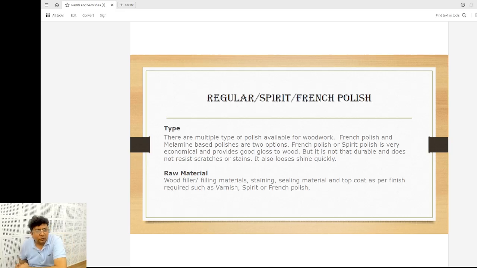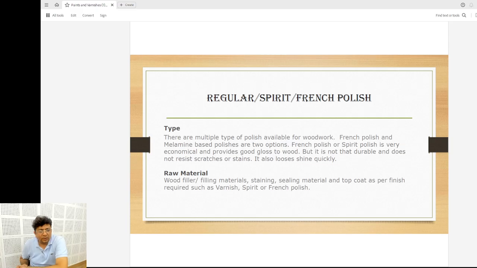Then, as I already told you, the different types of polishes available, spirit polish and French polish. There are multiple types of polish available for woodwork. French polish and melamine based polishes are two options. French polish or spirit polish is very economical and provides good gloss to wood, but it is not that durable and does not resist scratches or stains. It also loses the shine quickly. So the French polish is basically for economical uses only, because it is not as durable as the melamine or the PU or polyurethane polish.